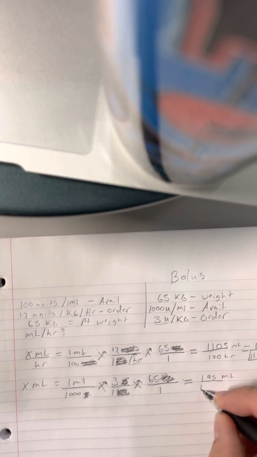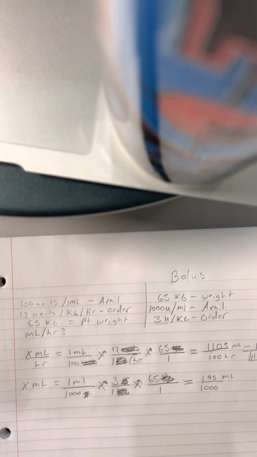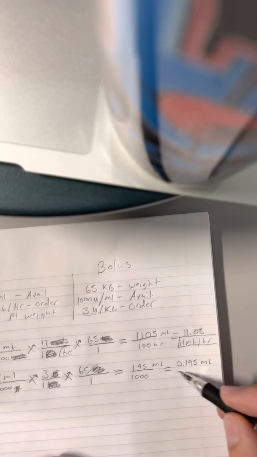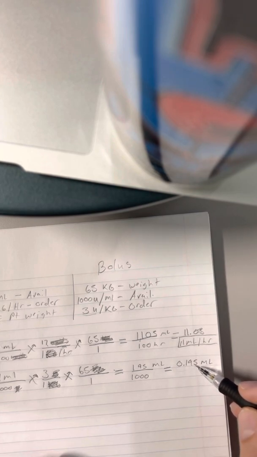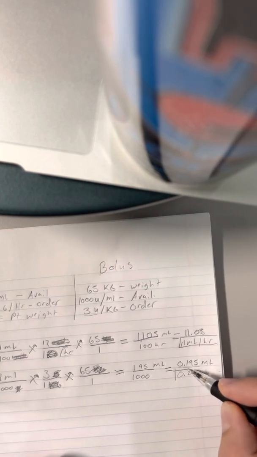195 over 1,000, divided by 1,000. That would be 0.195. Equals 0.195 ml. Well, we need to go ahead and round this one because the dosage, we want to get it to an even number if we can, especially when it's something so close. So we're going to round this number to 0.2 ml. That's going to be our bolus, our additional bolus.